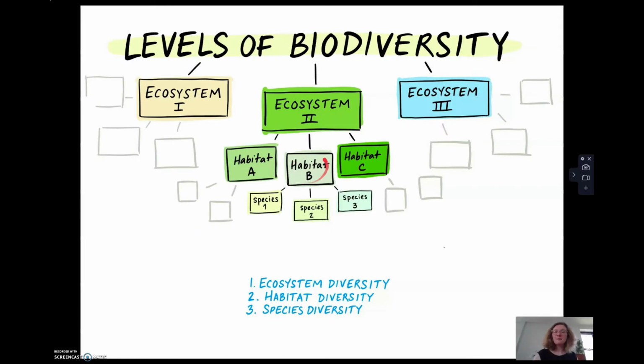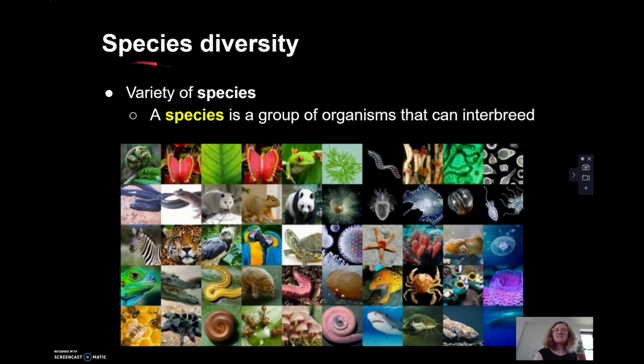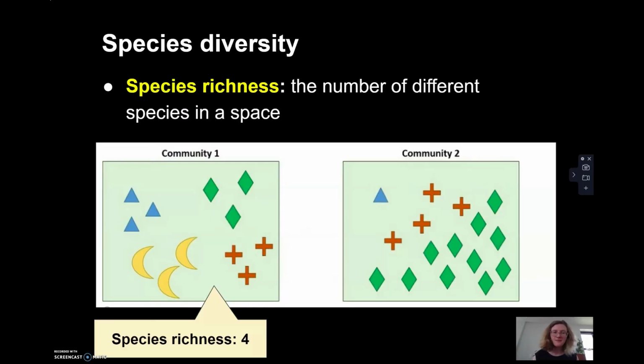And within each habitat, we're going to find a different range of species, a different assortment of species. And that is species diversity. It's the variety of species that you can find in a particular place. A species is a group of organisms that can interbreed with one another and produce viable, healthy offspring.